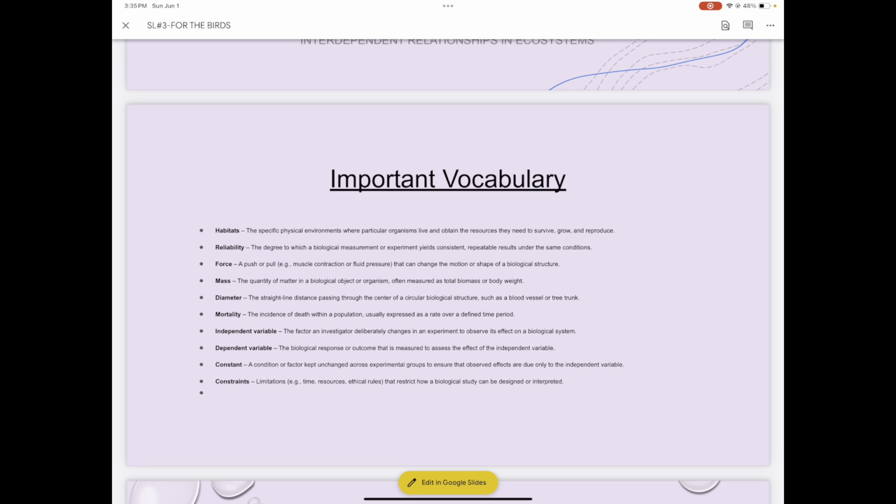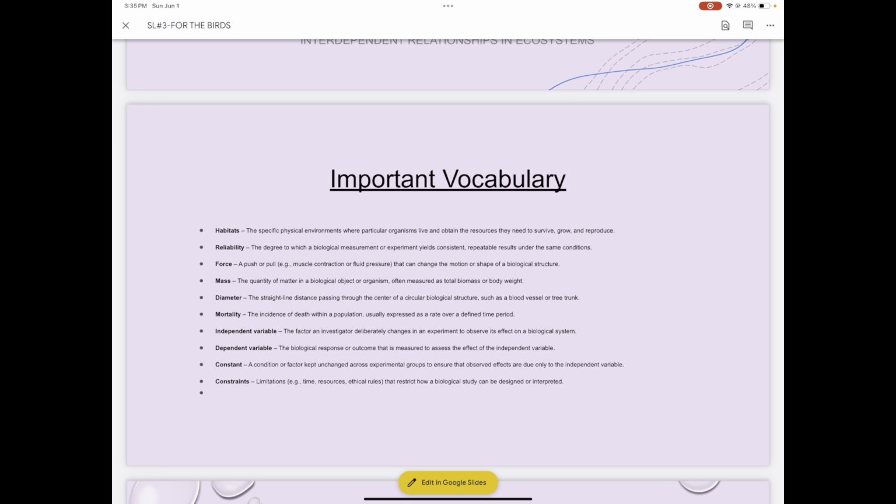Mortality. Mortality is the incidence of death within a population, usually expressed as a rate over a defined period of time. So the mortality rate of humans, the mortality rate of birds, the mortality rate of any organism, right? It's just saying how much of that particular organism is dying in any given time frame.